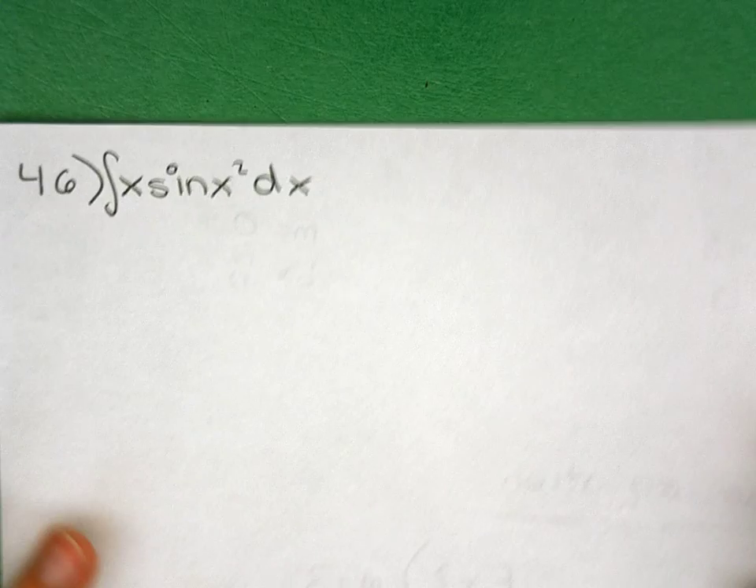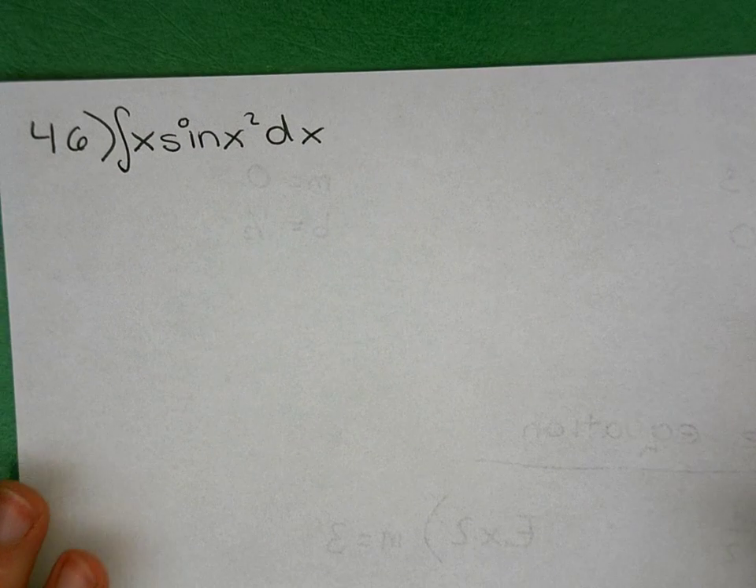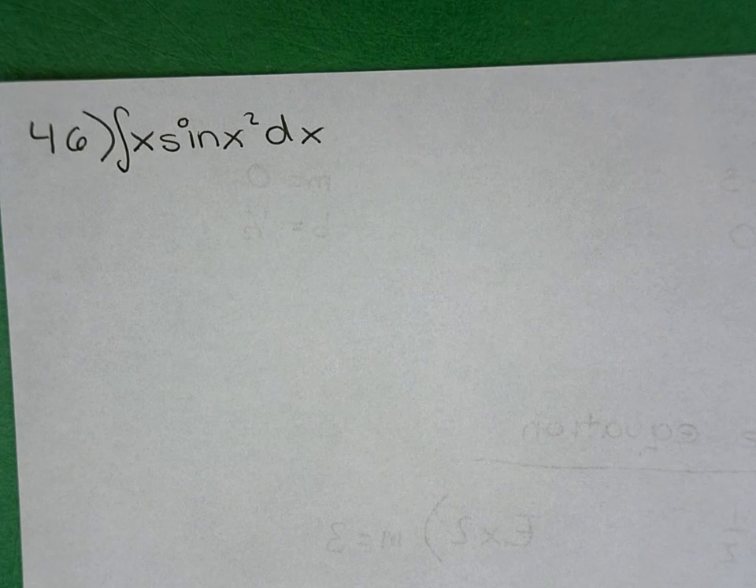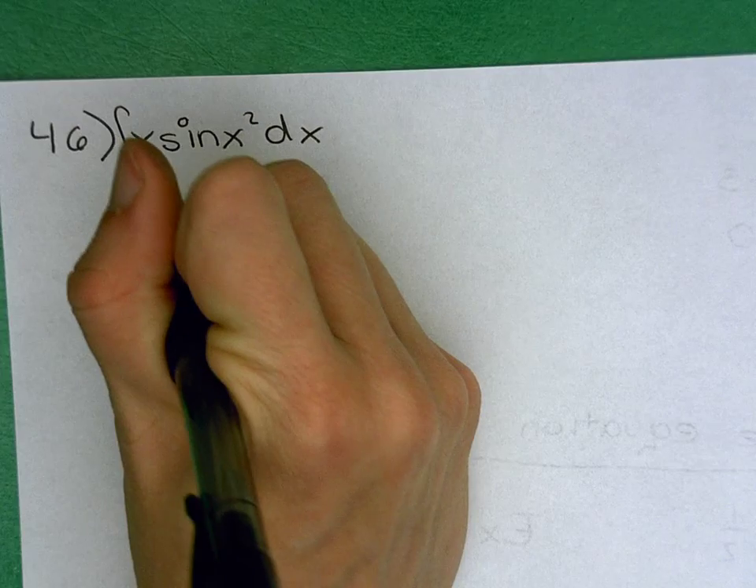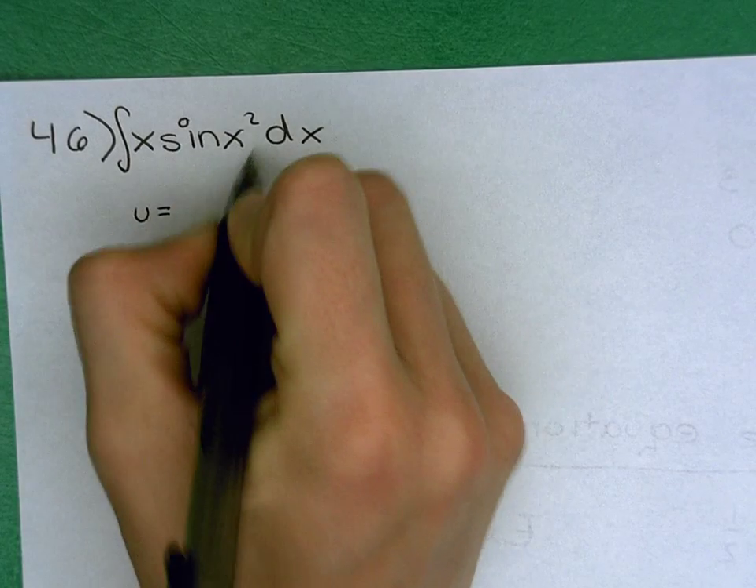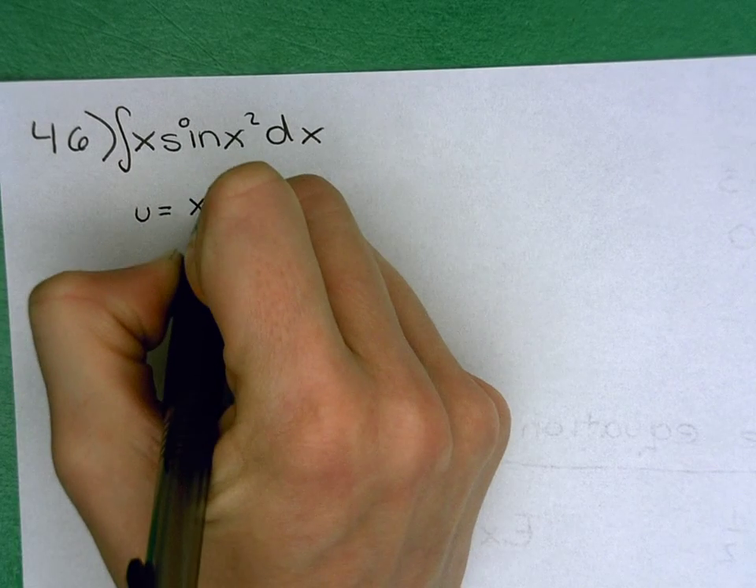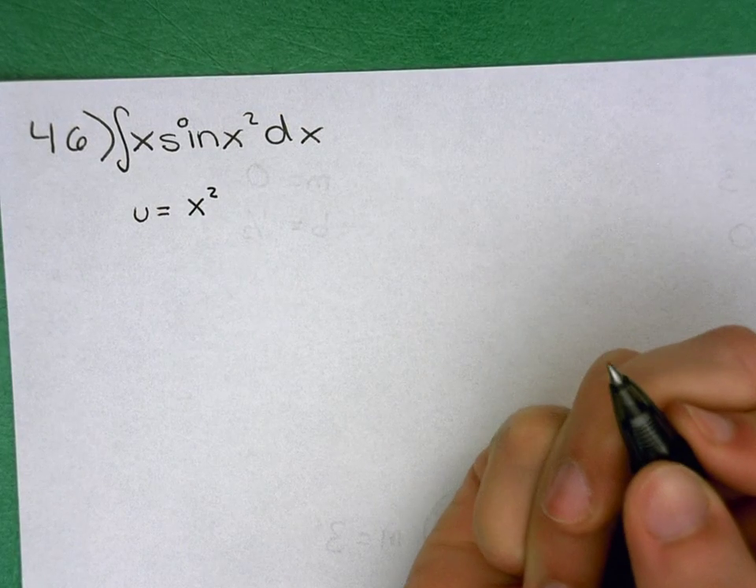Okay, so we have 2 more here demonstrating this process. I picked some trig ones so you can see what that looks like. 46, we have the integral of x sine of x squared dx. Again, I'm going to be looking for my parentheses, and my parentheses in this problem are around that x squared. So I'm going to try x squared as my u.